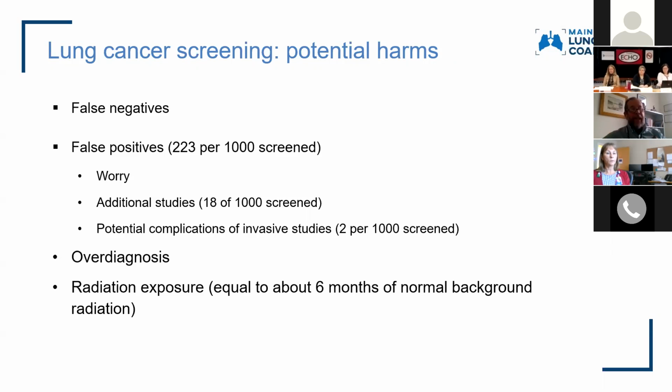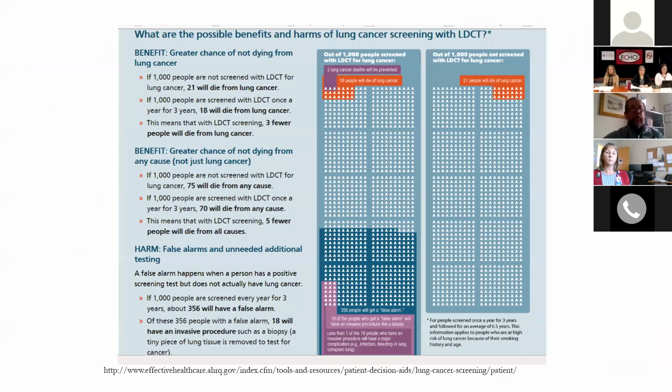Overdiagnosis is the most complicated issue to try to figure out, which is that we might be finding cancers that if never found would not grow and would not ever cause problems. This is a known issue in prostate cancer screening. The extent of this problem in lung cancer screening, I think we don't know yet. And then radiation exposure, as mentioned, one low-dose CT scan is equal to about 6 months of what all of us get walking around, living our lives day to day. Next slide, please.